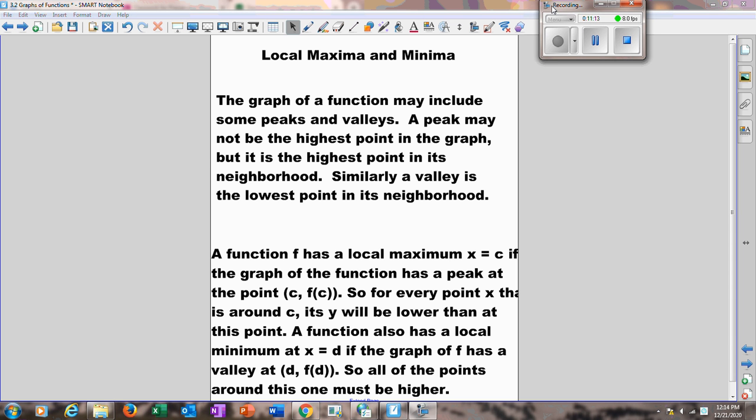A function also has a local minimum at x equals d if the graph of f has a valley at d and f of d. So all the points around that one have to be higher.